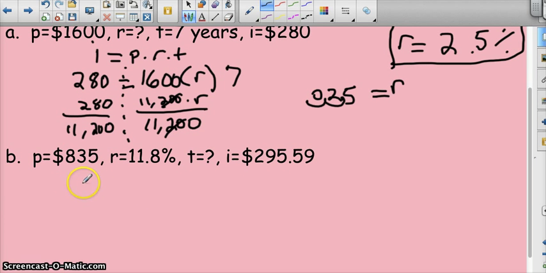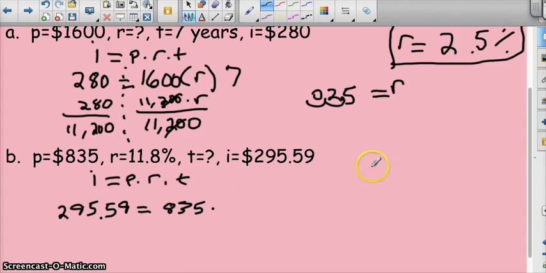On B, we're going to do the same thing. I equals P times R times T. I'm going to enter all the information I know. The I is $295.59. The P is 835.